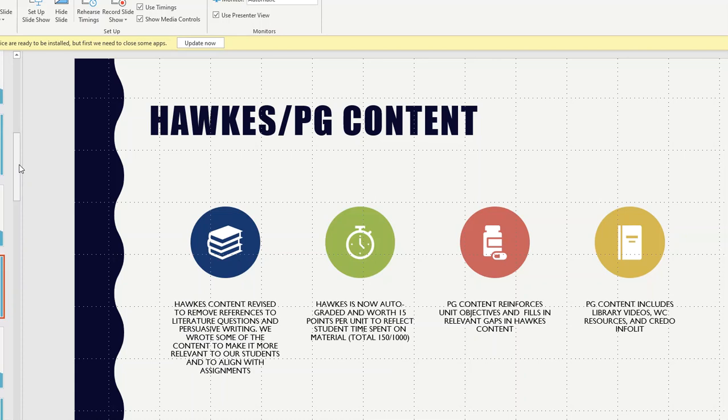So Hawks has been really good about revising the content. They really went through with that fine-tooth comb to remove any literature questions or points that weren't really connected to our course. We also wanted to make sure we removed any persuasive writing questions because we saw some of those popping up. We worked with them to write some content, and then their specialists added on to that to really expand the question bank. So I think this content's going to be definitely relevant and in alignment with our assignments and our students.